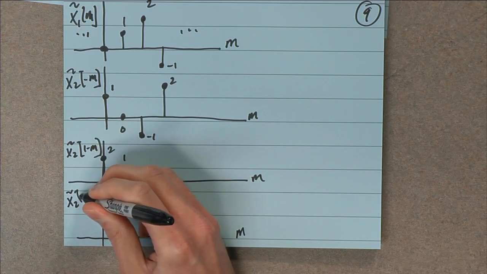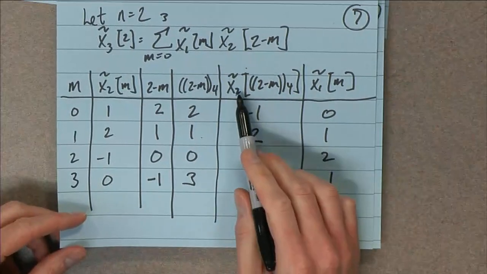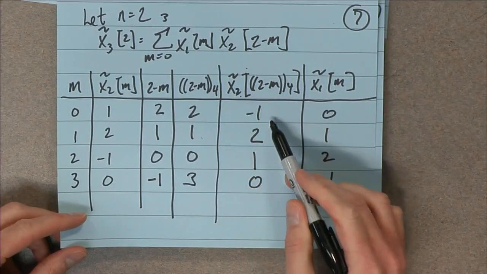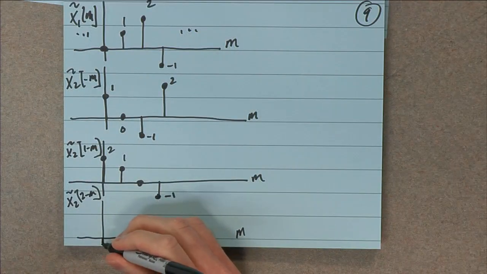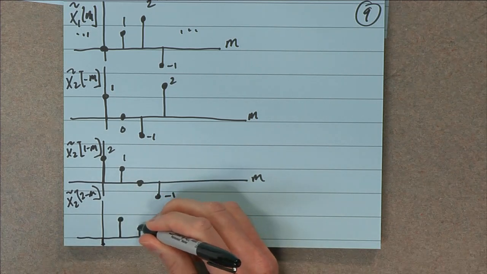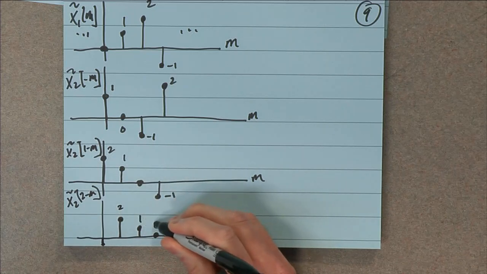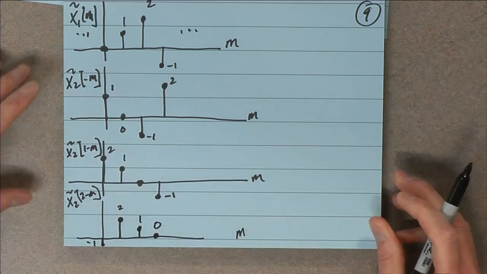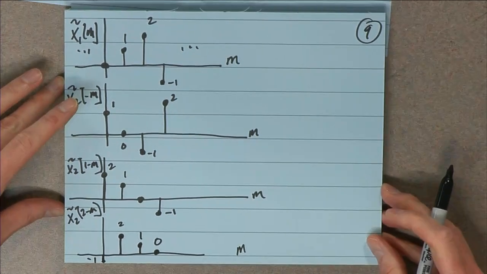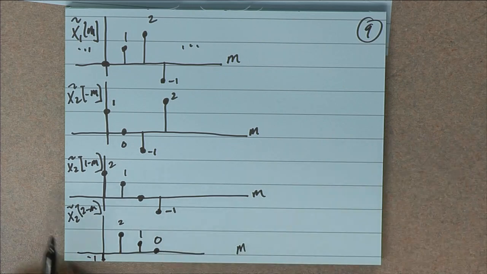x2 tilde of 2 minus m. And that was our slide here. x2 of 2 minus m was minus 1, 2, 1, 0. So minus 1, 2, 1, 0. And that's not particularly legible. But this is what we want to try to look at. Can we draw any conclusions from what's happening?